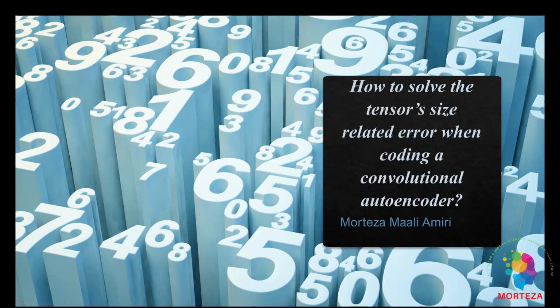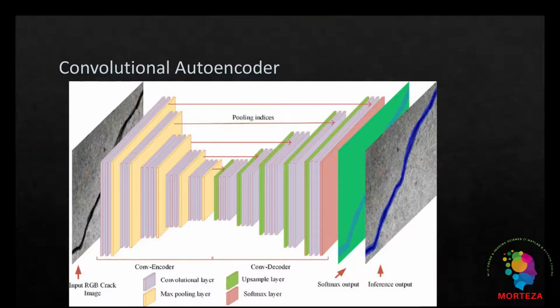Okay, let's talk about how to solve a tensor size related error when coding a convolutional autoencoder. A quick note on what convolutional autoencoders are. A convolutional autoencoder is a neural network that is trained to reproduce its input image in the output layer. An image is passed through an encoder, which is a convolutional neural network that produces a low-dimensional representation of the input image. The decoder, which is another convolutional neural network, takes this compressed image and reconstructs the original image.